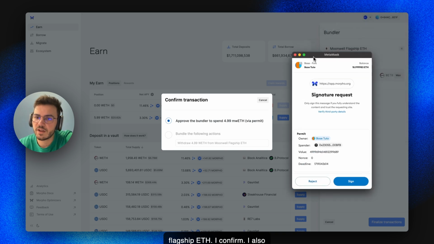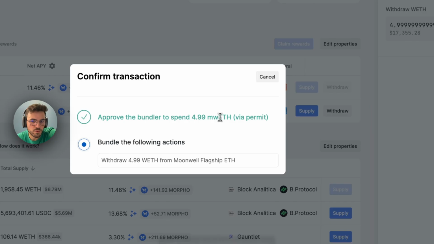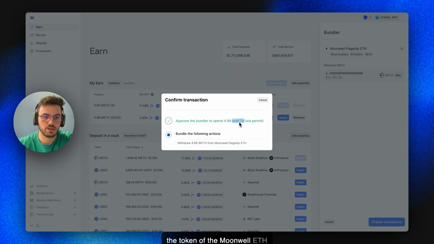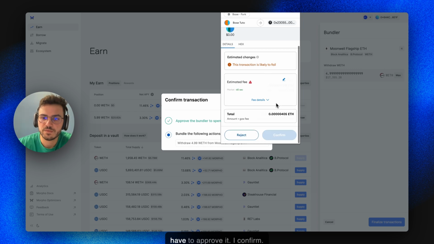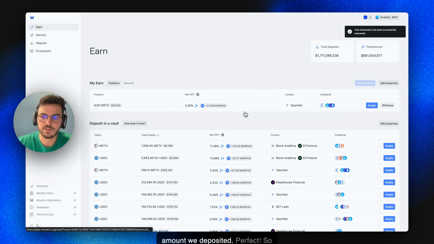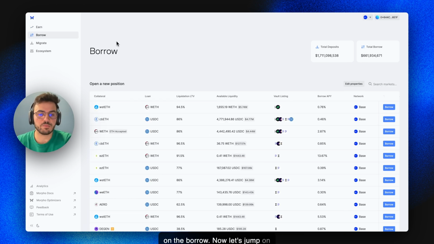I confirm. I also have this MetaMask approval to sign. What is going to happen here is that whenever I take a position in a MetaMorpho Vault, I have the position tokenized with the name of the vault in it, like MW ETH is the Moonwell ETH vault. Then I just have to click on bundle the following actions, which is only one action. I approve it, I confirm, and then we have successfully withdrawn the amount we deposited. Perfect. We have seen here how to supply into one or multiple vaults and how to withdraw. Now let's jump to the Borrow section.